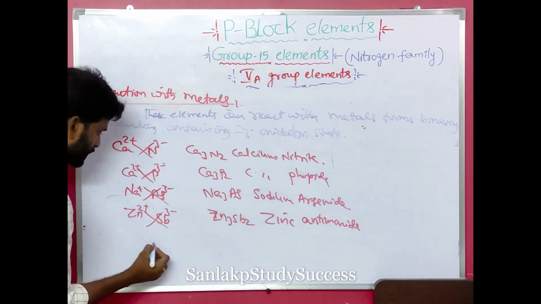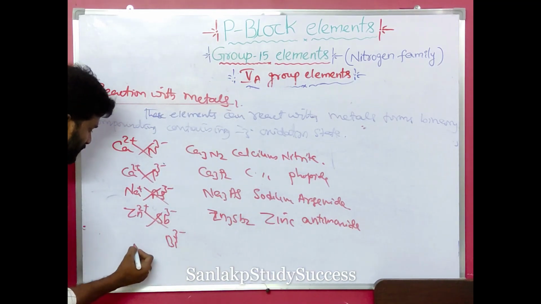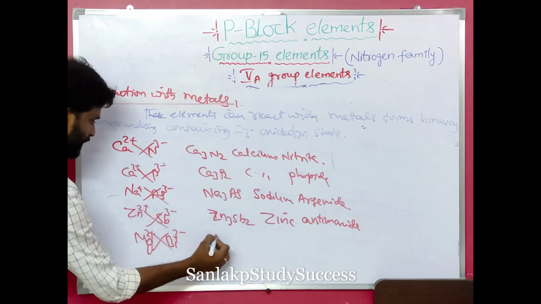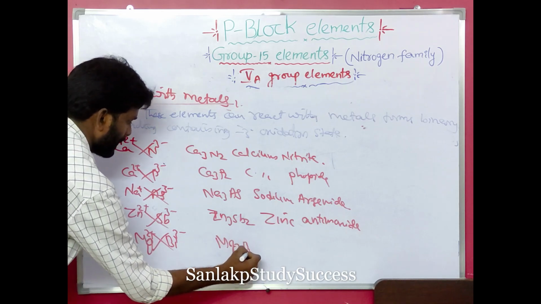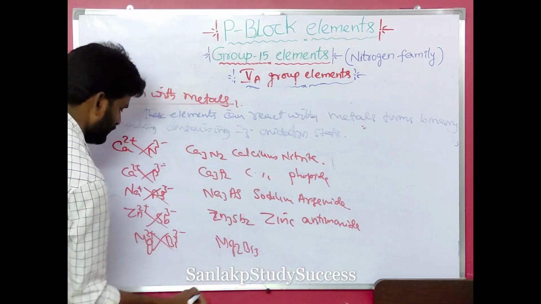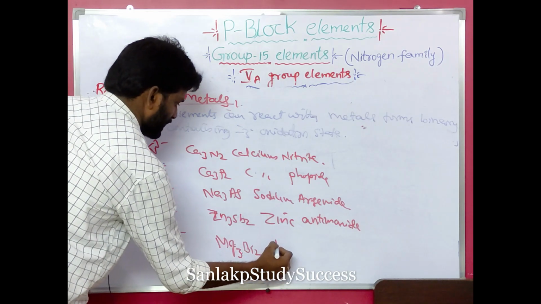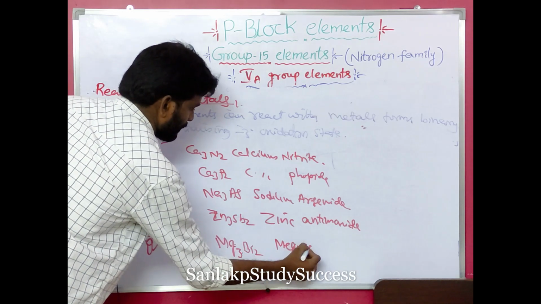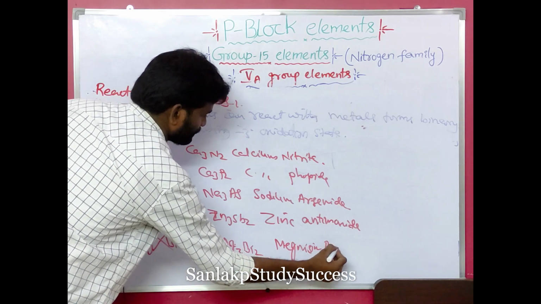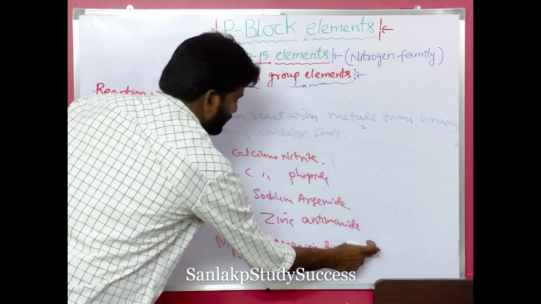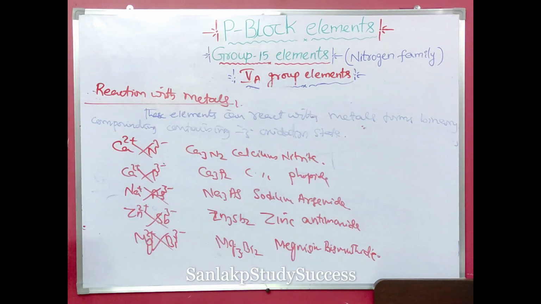Right. The last one, bismuth. If it shows -3, it can react with magnesium Mg2 plus. What is the formula? Mg3Bi2, magnesium bismuthide. So these are the reactions with metals. In all of these it can show a -3 oxidation state.